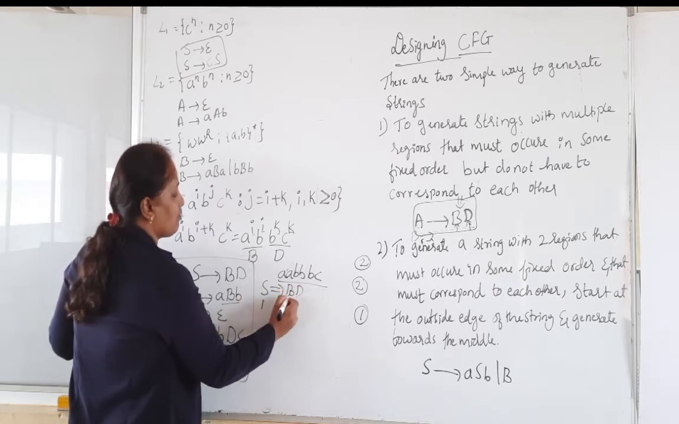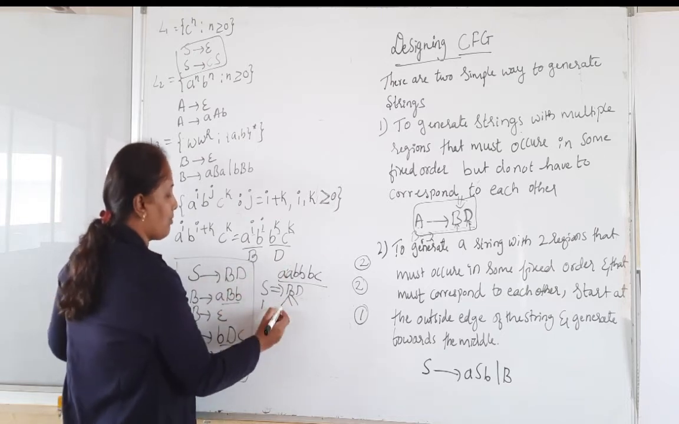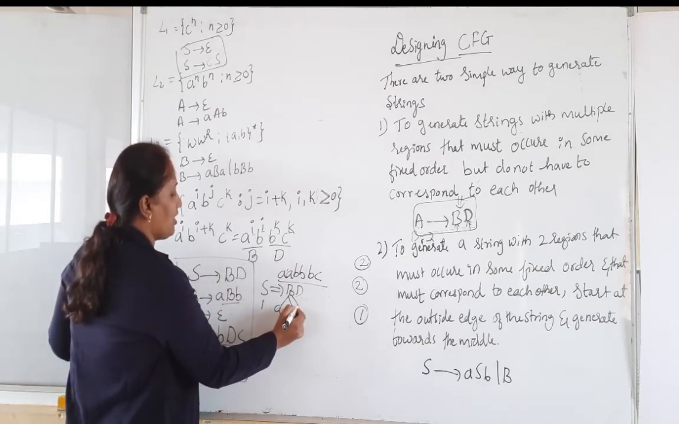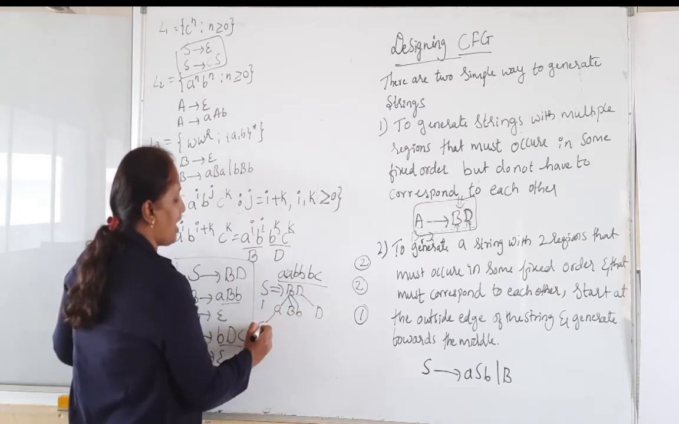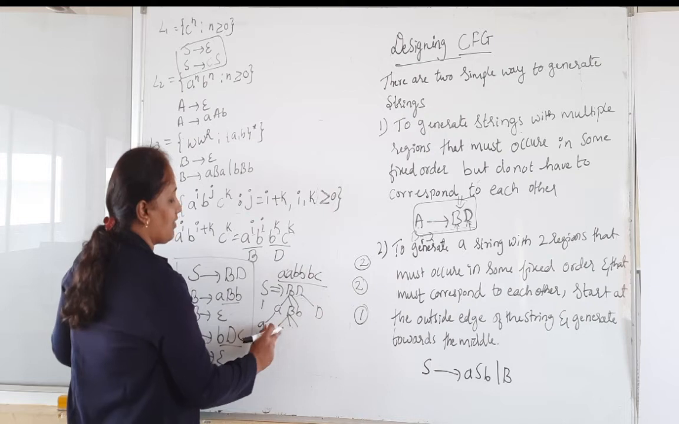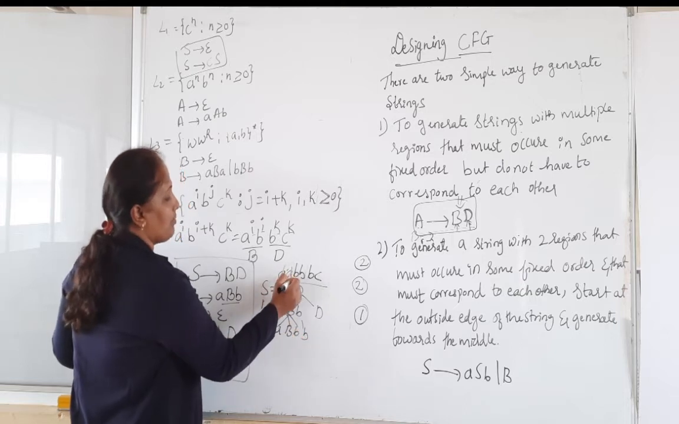Next, this B is derived by what? To get the first pair of AB, I will derive this as AB, B. This D I will write as it is. Next, this A I will write as it is. Again I will derive this B by A, B, B to get the next pair of AB.